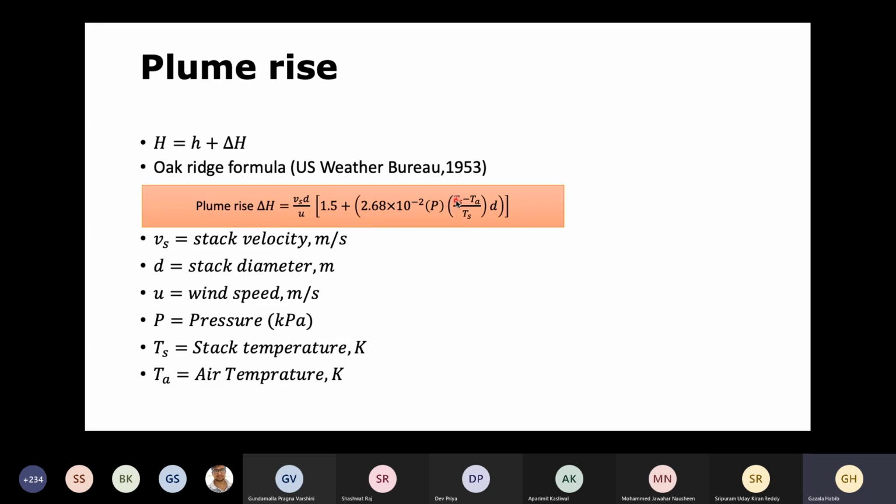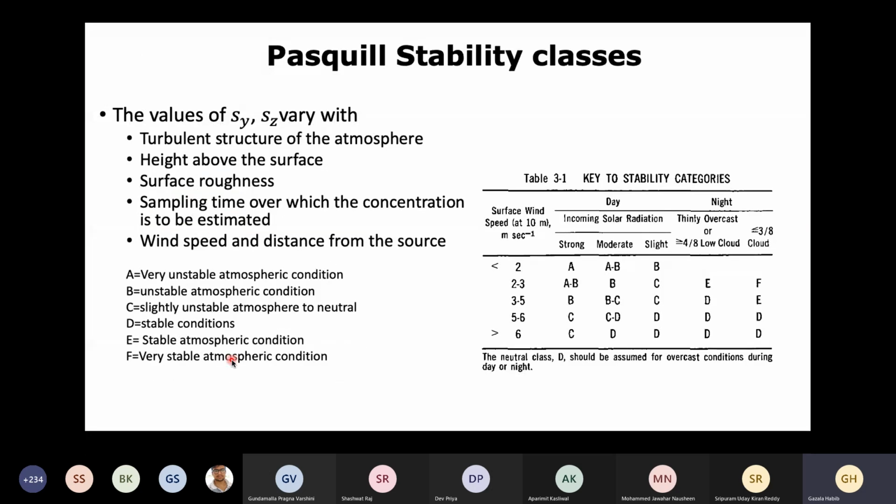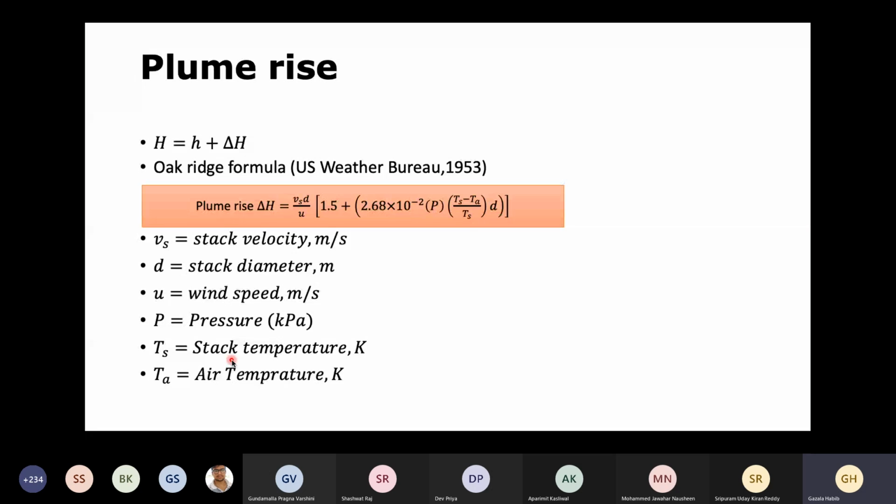Temperature of flue gas in degree Kelvin. TA is the ambient temperature in degree Kelvin. The diameter, as I already told you. So now the question is how to find out the SY and SZ.